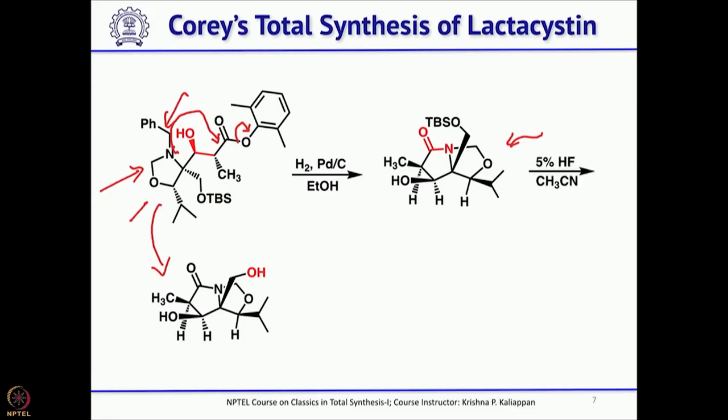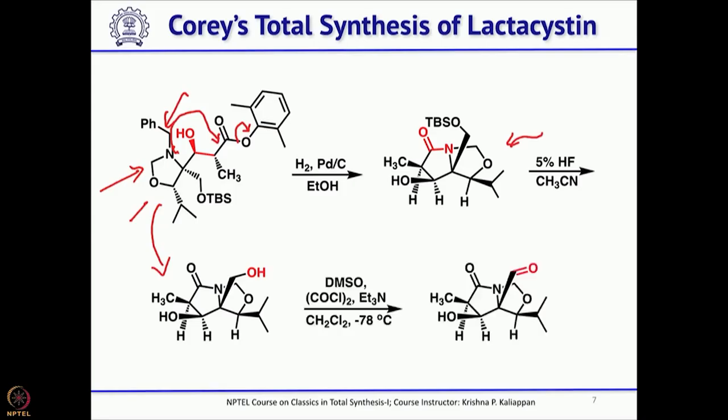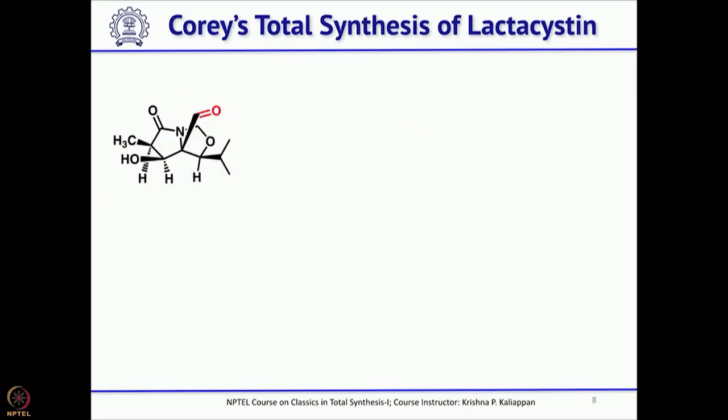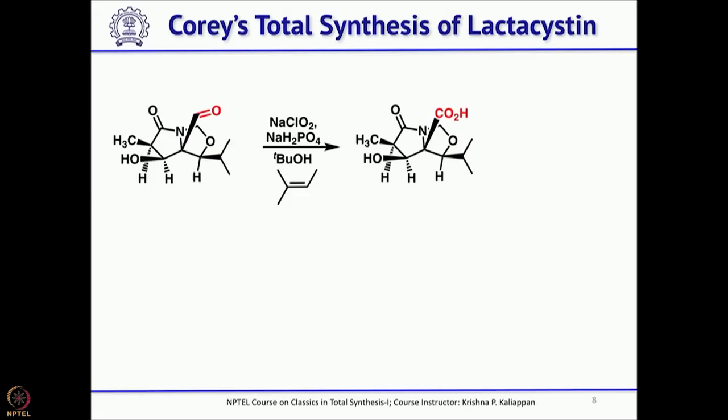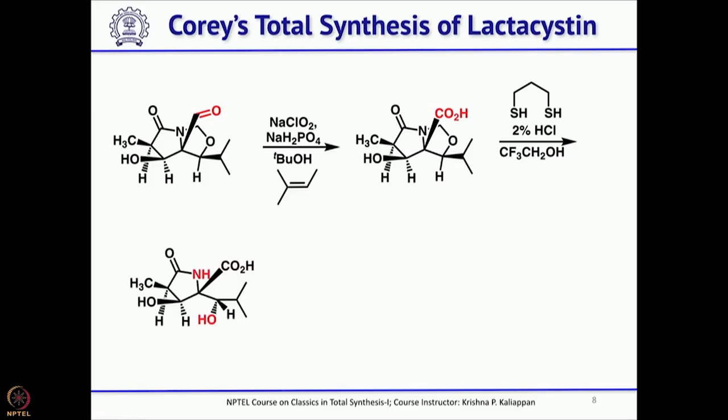Now, TBS was removed with HF. Then, Swern oxidation gives the corresponding aldehyde. Next step is oxidation of the aldehyde to the corresponding carboxylic acid following Pinnick's protocol. Then, treat with 1,3-propanedithiol. What will happen when you treat with 1,3-propanedithiol?